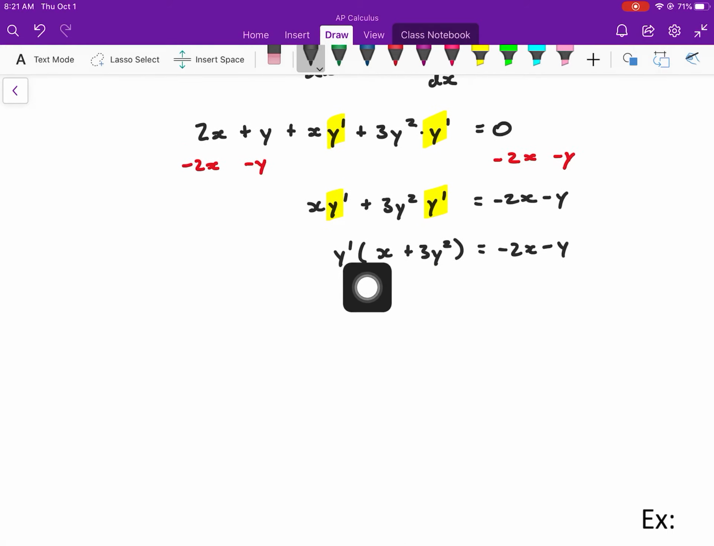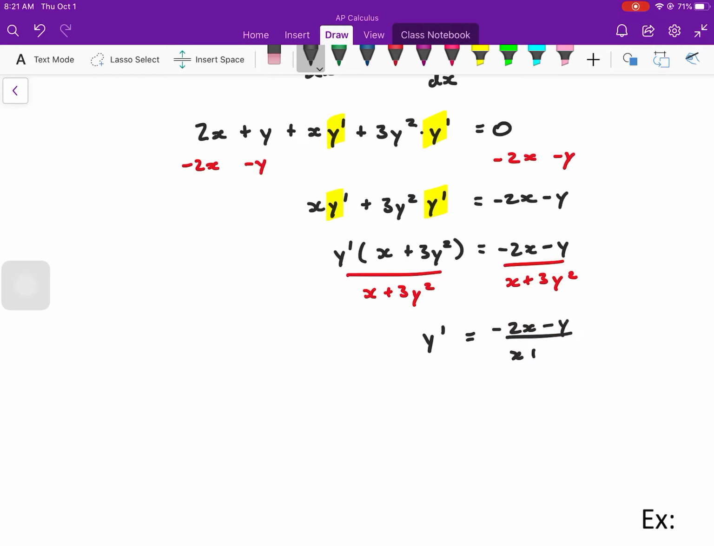And then we'll just go ahead and divide this over to the other side. And y prime, which is dy dx, what we're looking for, equals negative 2x minus y over x plus 3y squared. It's important to realize that that negative is only applying to the 2x. Now we could factor it out. So this is the answer.